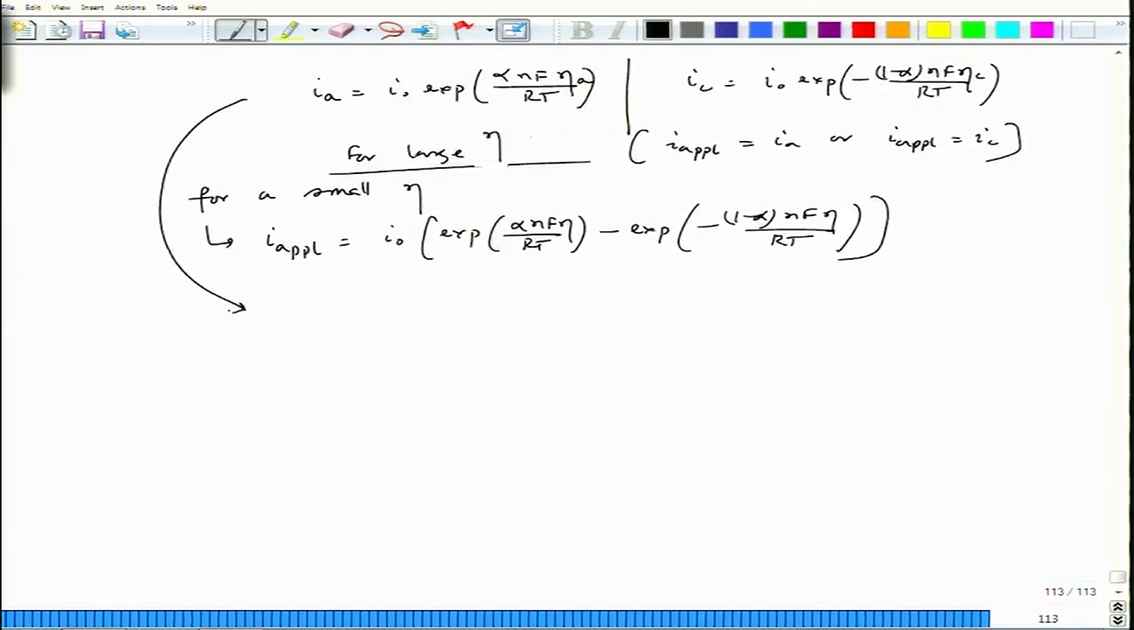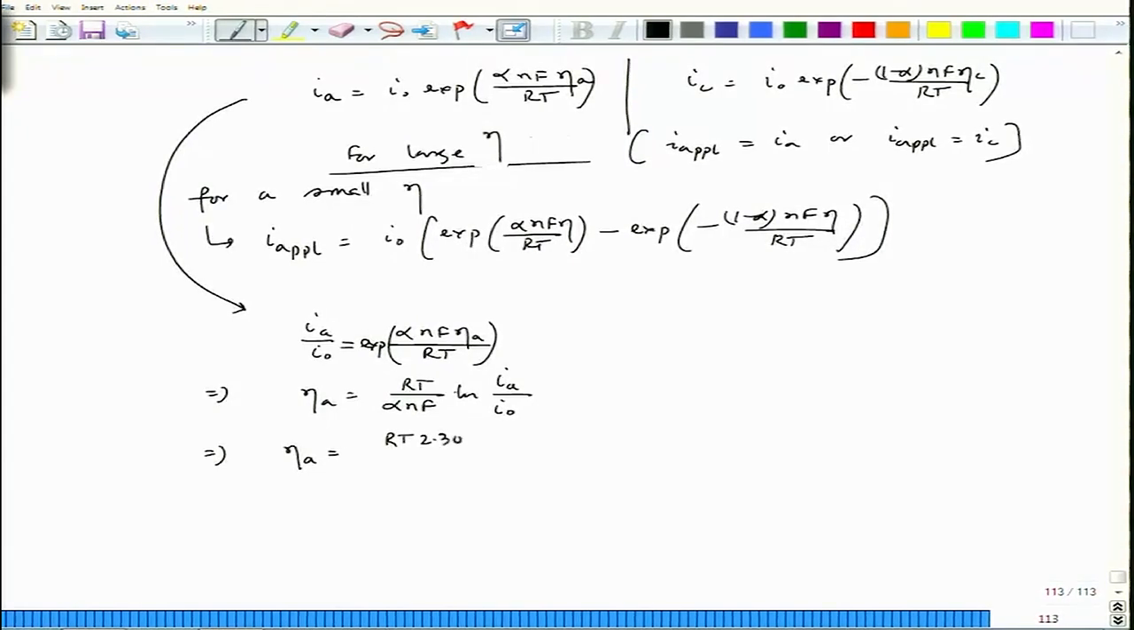So let us simplify this particular equation. It becomes I a by I 0 equal to exponential alpha n F eta a divided by R T. Then I can write eta a equal to R T by alpha n F ln I a by I 0, or eta a equal to R T times 2.303 by alpha n F log I a by I 0.